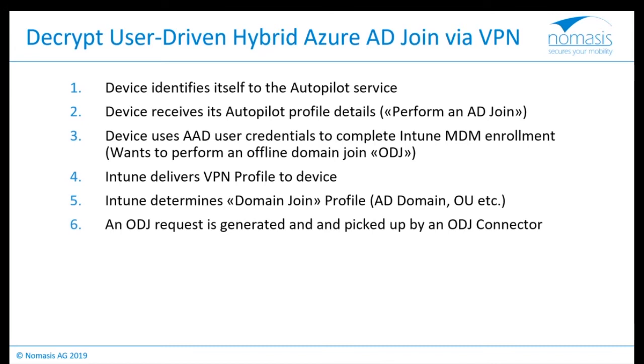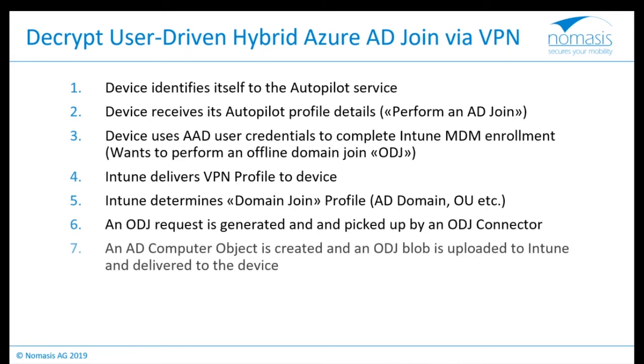This offline domain join request is generated and picked up by an ODJ connector. We will come to this later. So basically what Intune does, it generates this request. This request is held in the cloud, and you have an on-premise ODJ connector installed, which pulls this request repeatedly so that the computer object can be created in the on-premise Active Directory. An Active Directory computer object is created, and a so-called ODJ blob is uploaded to Intune and further delivered to the device.